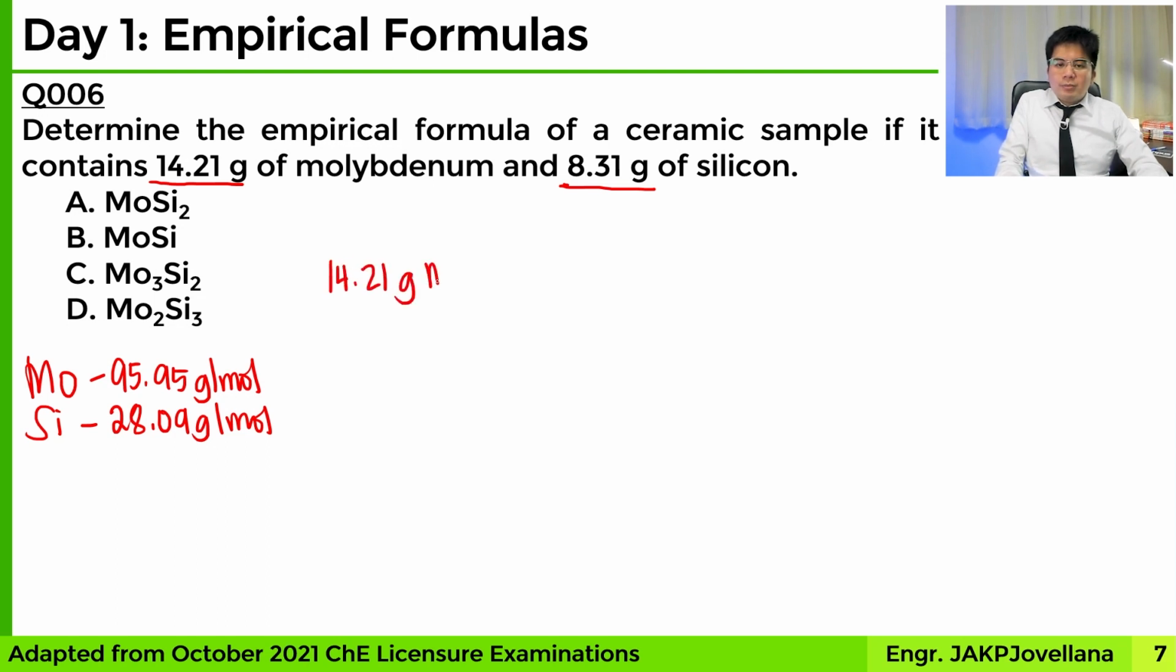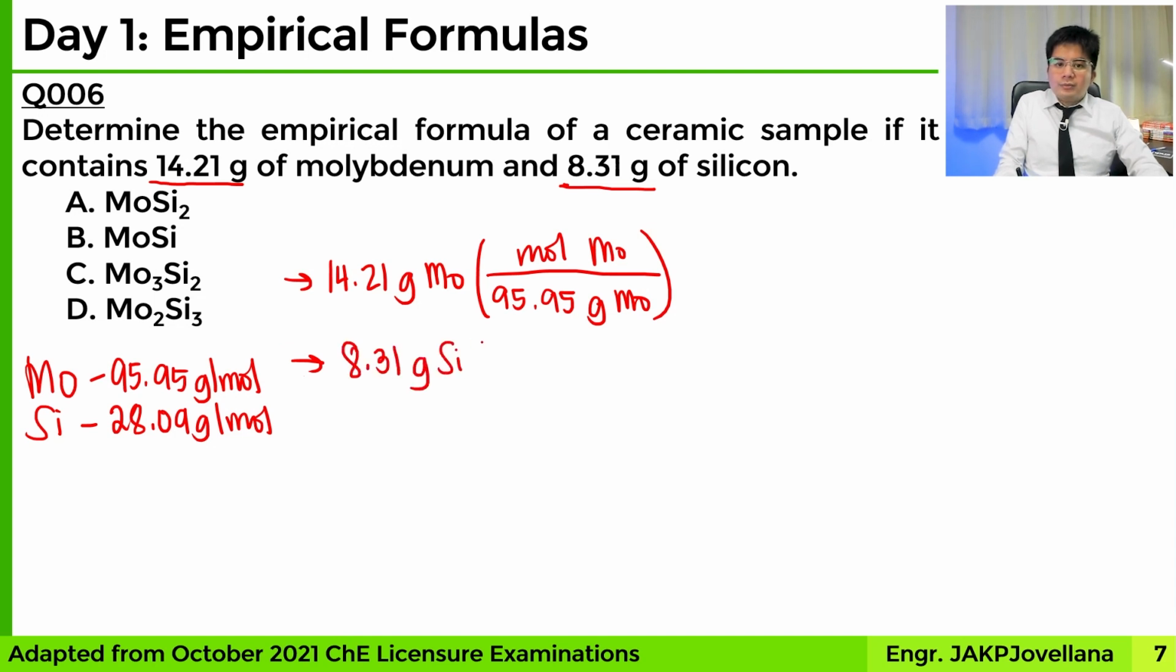14.21 grams of molybdenum divided by its molar mass, 95.95 grams of molybdenum per mole of molybdenum, and similarly 8.31 grams of silicon divided by its molar mass, 28.09 grams of silicon per mole of silicon. We can cancel grams of molybdenum and grams of silicon.